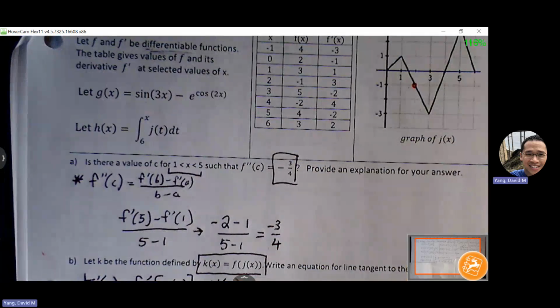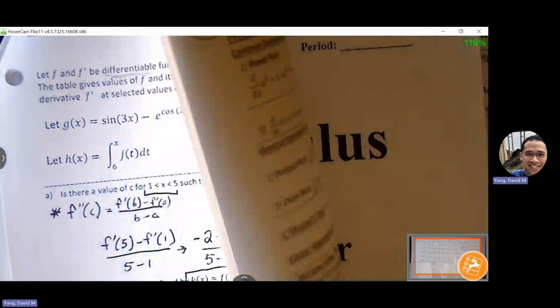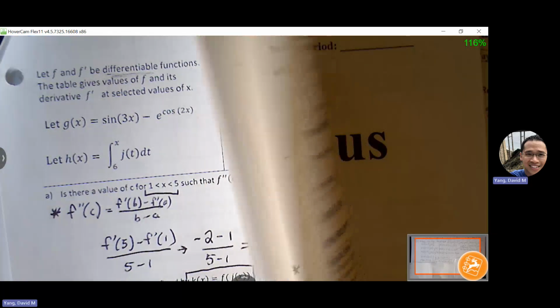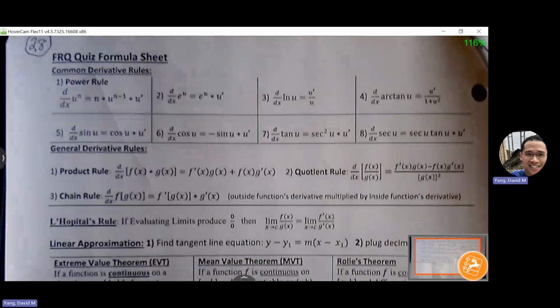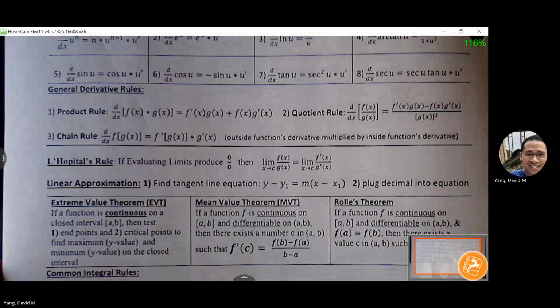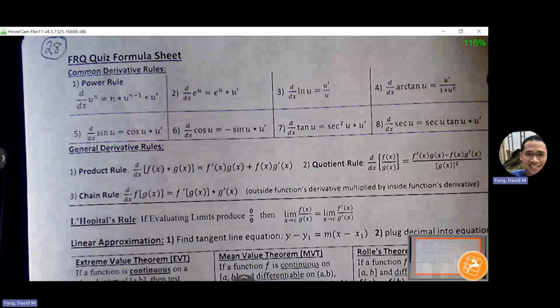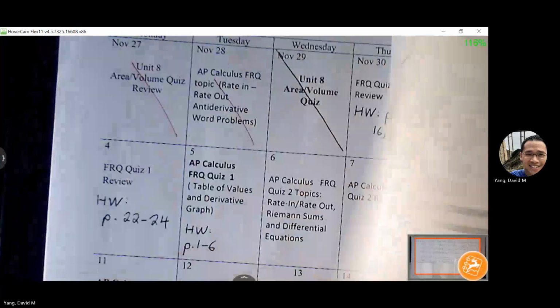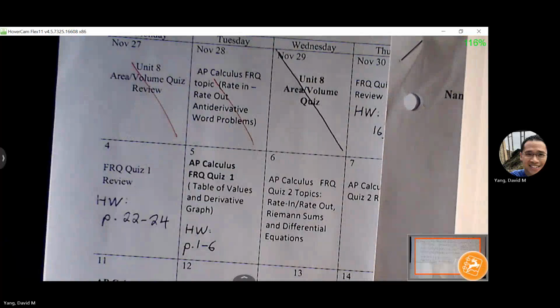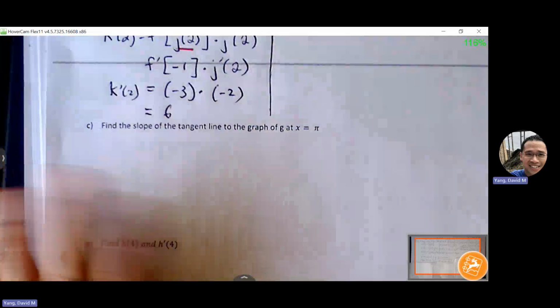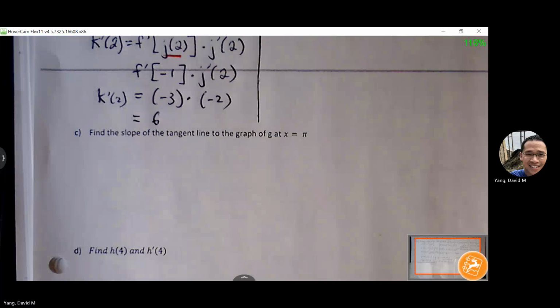Sine of u is cosine u times u prime. E to the u is e to the u times u prime. Now, I also included this. This will not be provided on your quiz, but these are a lot of really helpful formulas that we've covered in class this semester, so we can refer to it. A lot of it is on that back page, page 28. And then once you find the derivative, you can plug pi into the derivative to get the slope. Have you guys tried that?